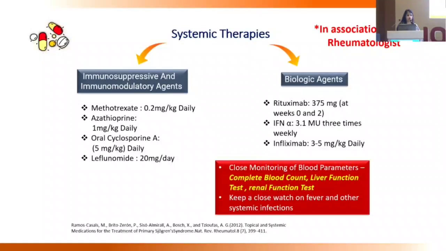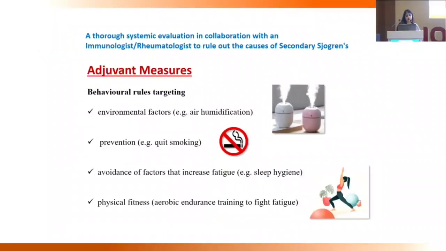So close monitoring of the blood parameters, see whether the inflammatory factors are reducing or increasing, LFT, KFT as I mentioned, and keep a close watch on the fever and other systemic infections occurring in the body. Adjuvant measures also: tell them environmental factors which they can alter, quit smoking, improve sleep hygiene and physical fitness.